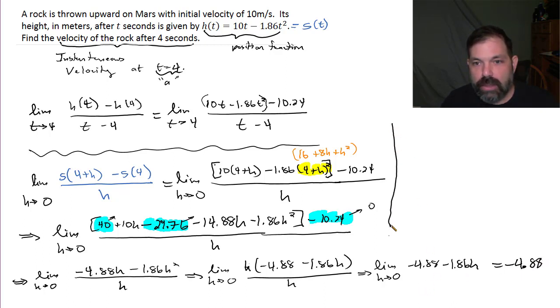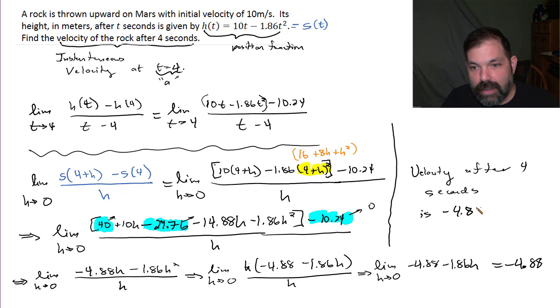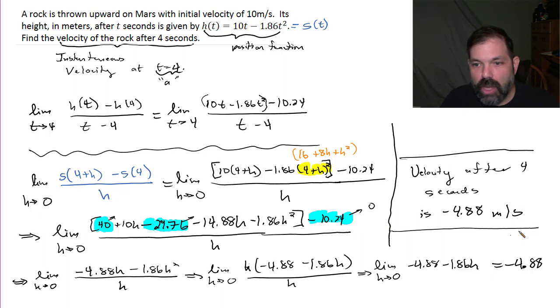So after all that, what can we say? Find the velocity of the rock after 4 seconds. The velocity after 4 seconds is negative 4.88. And what would the units on that be? Well, velocity is in meters per second, since we're working in meters and our time unit is in seconds.